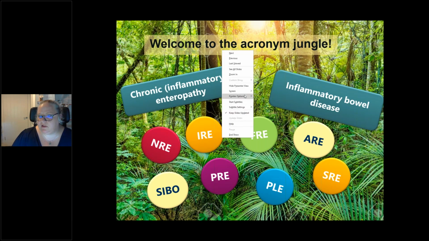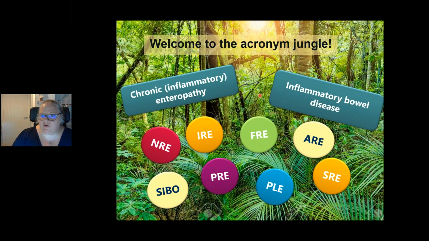Let me just get my little pointer going as well. I hope you can see that. So, for example, most people will be fairly familiar with food responsive enteropathy, or even maybe protein losing enteropathy or PLE, and then maybe more old-fashioned terms like small intestinal bacterial overgrowth and so on. And so, as I said, hopefully I'm going to paint a little bit of a picture for you so that you can fit these into a proper order when it comes to making the diagnosis and how to treat them.